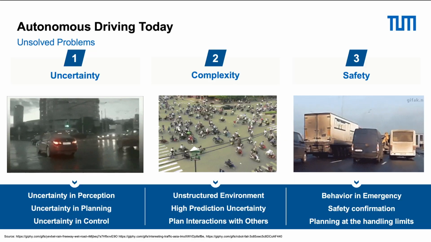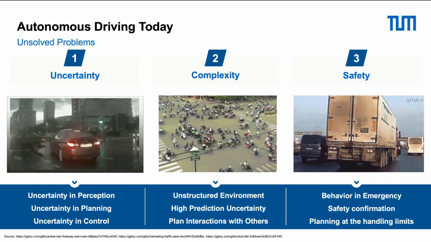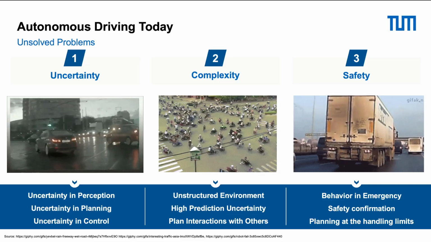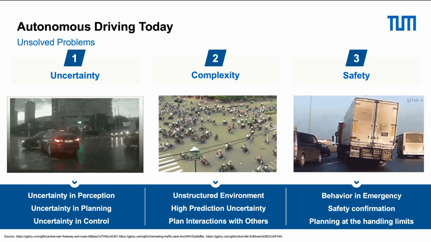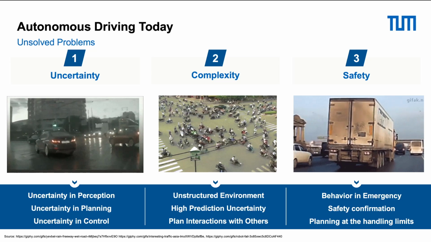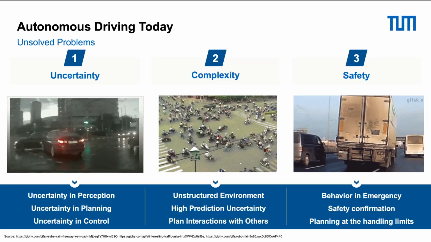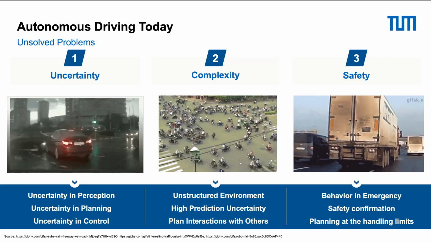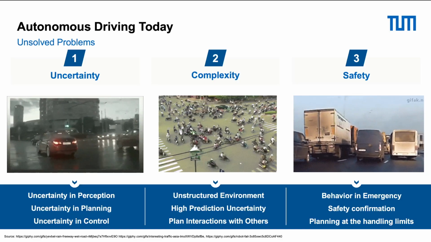Firstly, we see there's a lot of issues with uncertainty. We see uncertainty in perception, for example, occluded cars or pedestrians. We see uncertainty in planning, for example, when it comes to interactions. And we see uncertainty in control when it comes to model mismatches.